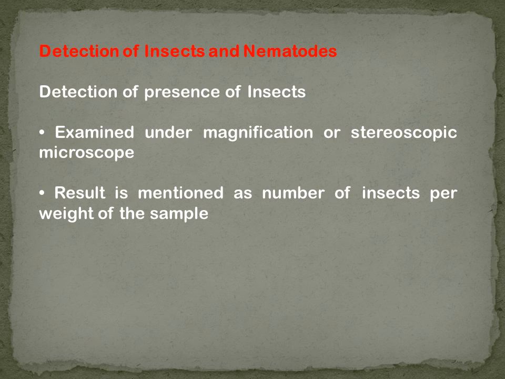And detection of insects and nematodes. So again you can examine the nematodes and insects by stereoscopic microscope, and the result is mentioned as the number of insects per weight of the sample. So these are the different methods of detection of insects and nematodes.